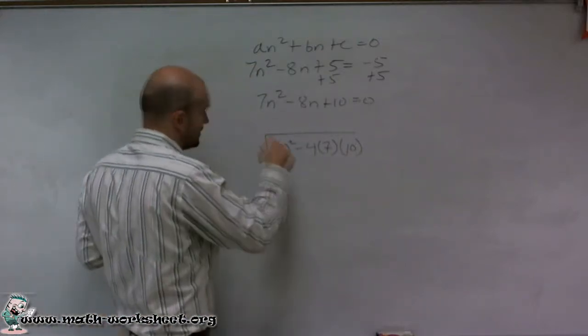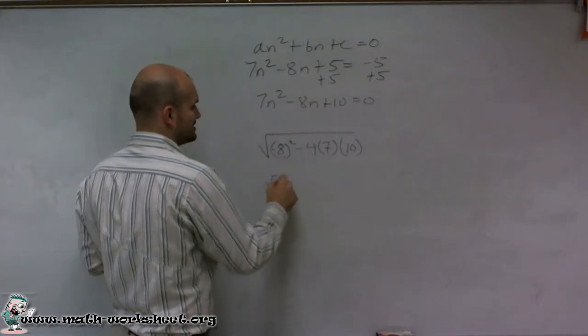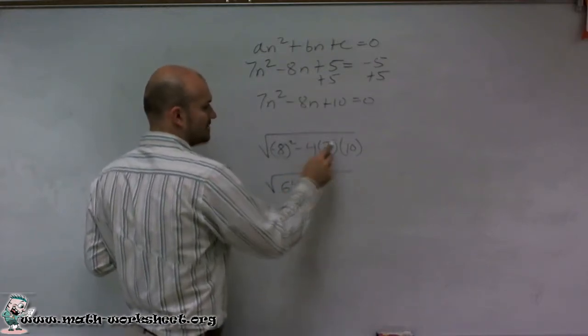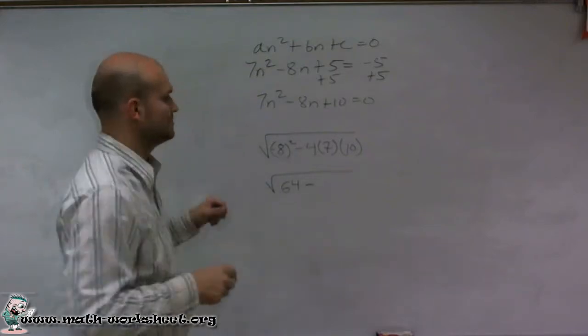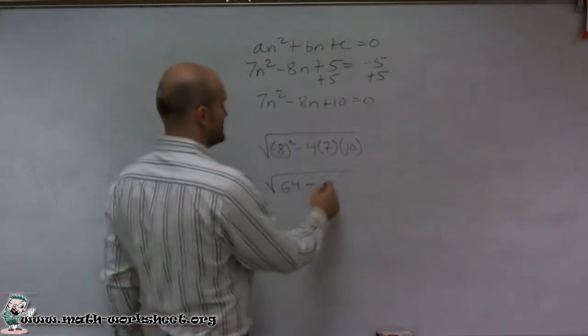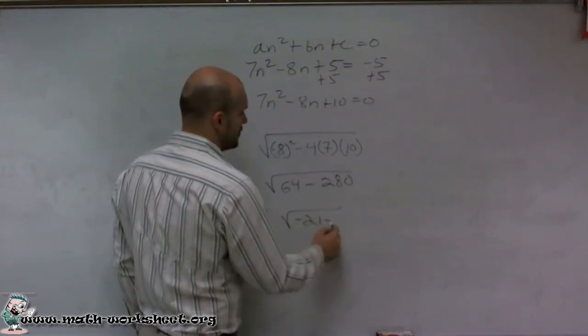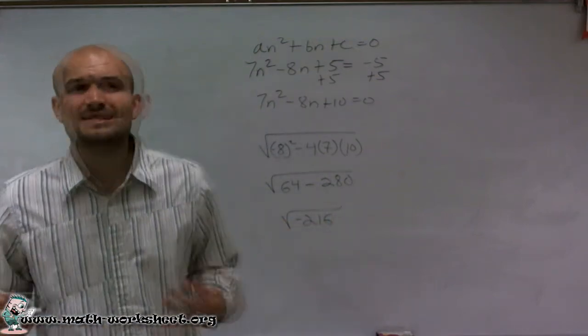So I have 8 squared, which is going to be 64, minus negative 4 times 7, which is going to be 28, times 10, so it'll be 280. And what I notice here is I get negative 216. So what is that going to tell us?